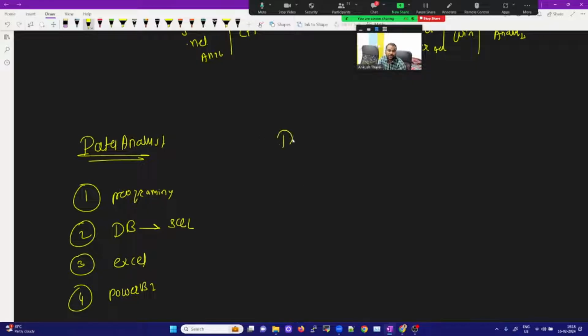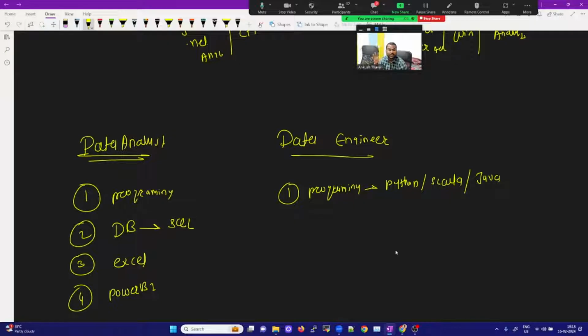But if you want to become a data engineer, a similar skill set is there, but in data engineer you should have programming skills. That is kind of compulsory. In programming, you should have knowledge of at least one language, like Python, or Scala, which is one more language, or Java. And you can have database-specific knowledge, like Oracle or MySQL. Both will use SQL only at the end.